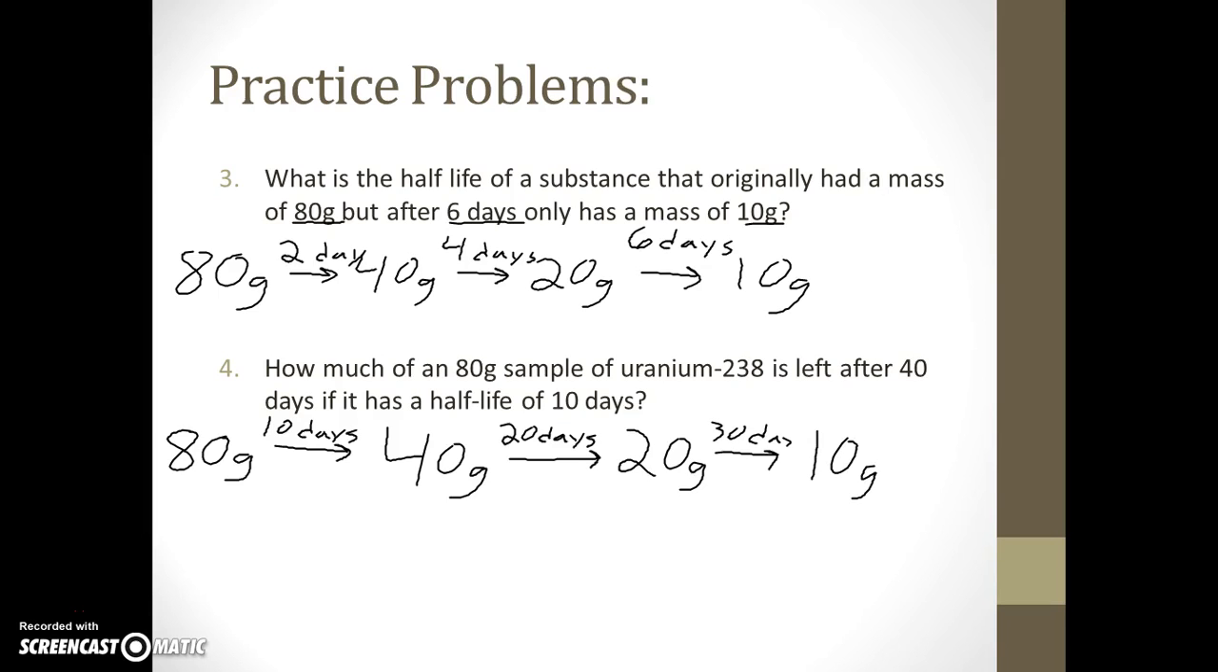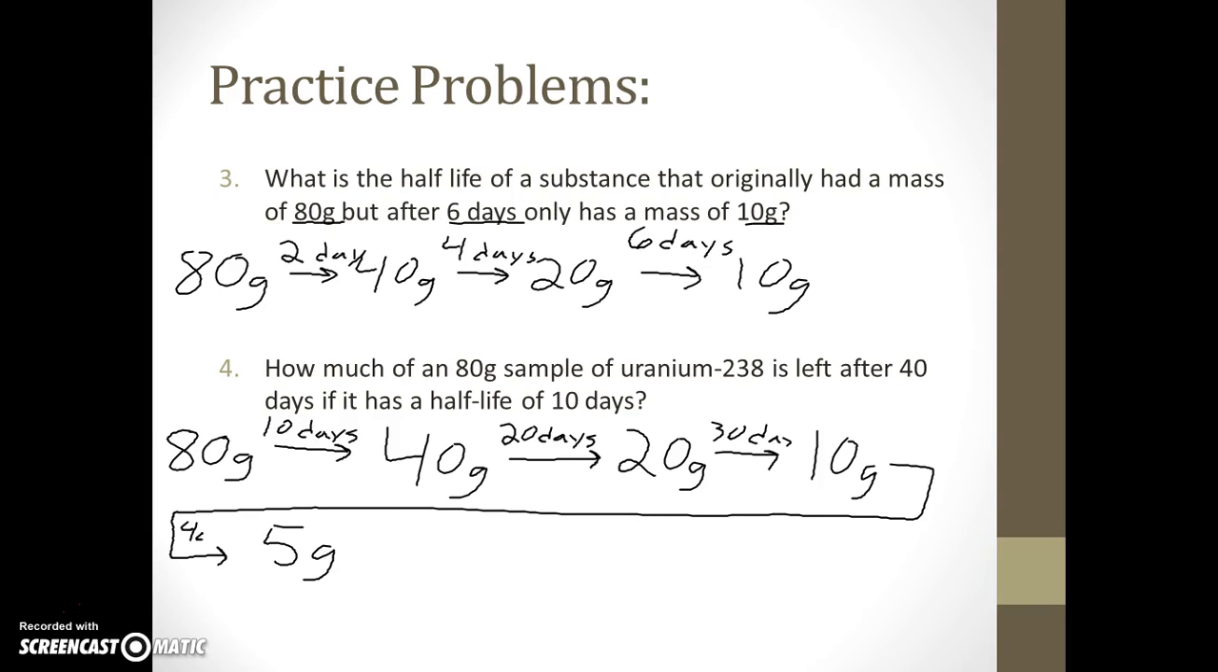And it says left after 40 days, so we need one more half-life, so I'm going to come all the way around because I ran out of space on my paper. So one more, half of 10 would be 5 grams, and it will be a total of 40 days later. So we went through 1, 2, 3, 4 half-lives. It gave us 40 days total, and we have 5 grams of our sample of uranium left.